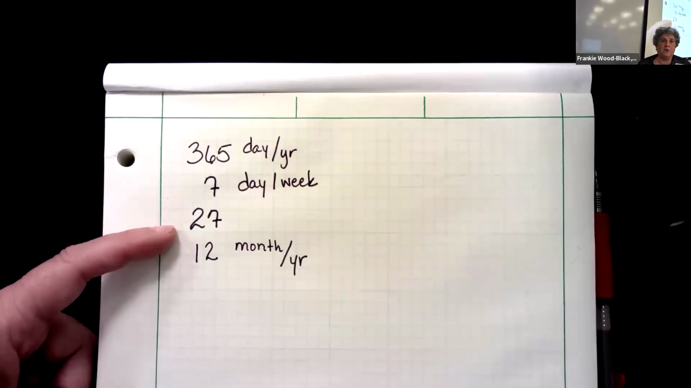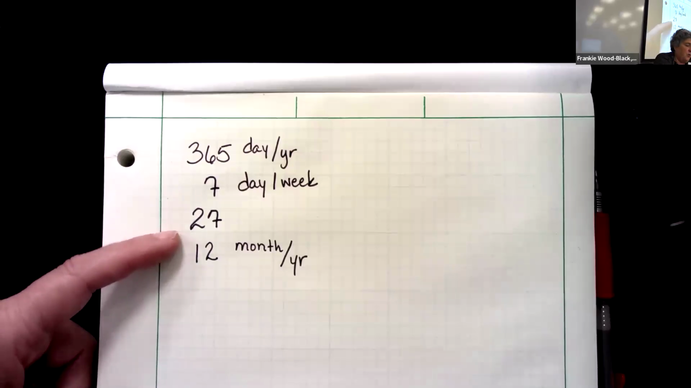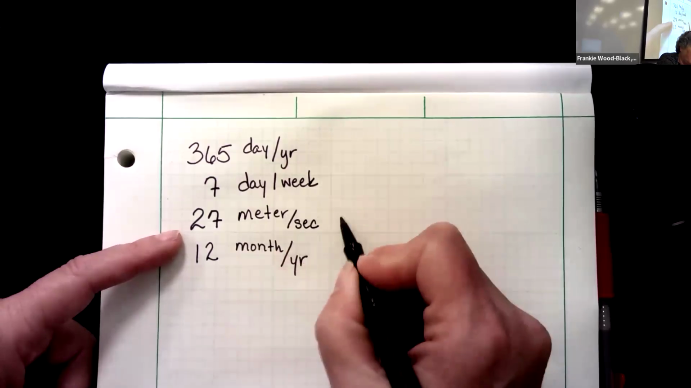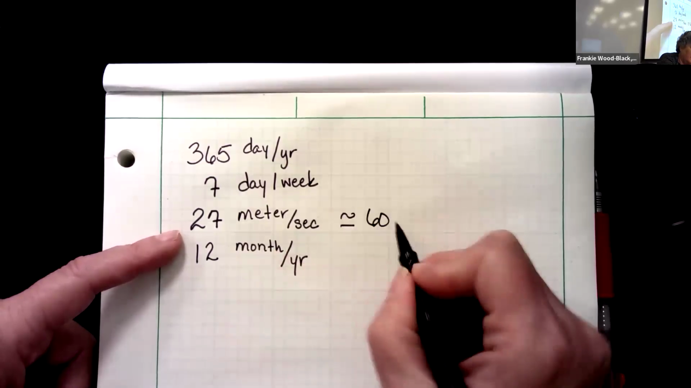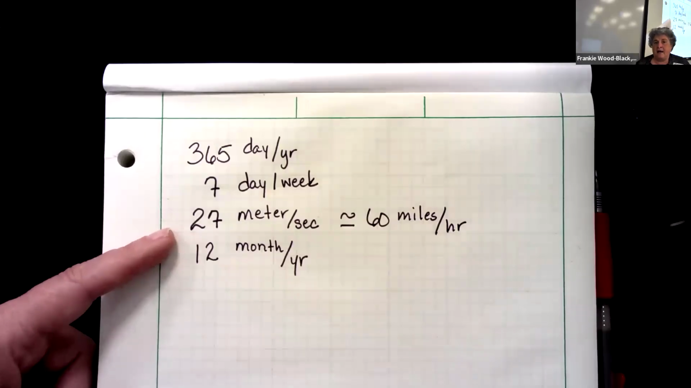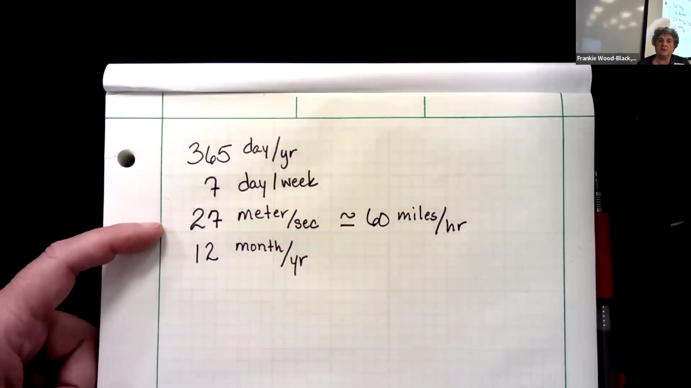Now, this weird one here, 27, you may or may not know that. Might not be something that you're familiar with, but this is a really valuable one because 27 meters per second is approximately 60 miles per hour. And we as Americans, living here in the United States, we don't necessarily think in meters per second. We don't necessarily think in metric units. So we want to have some rules of thumb to help us make sure that we are doing the calculations correctly.